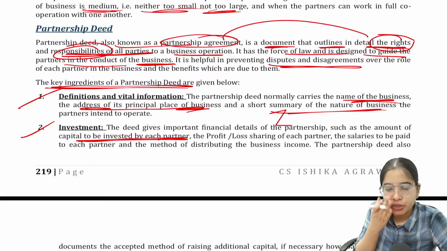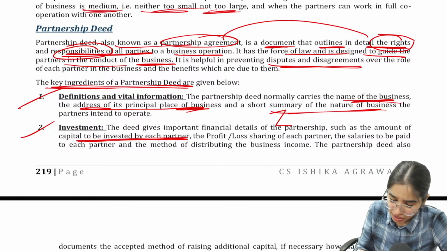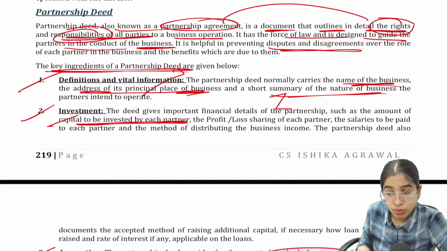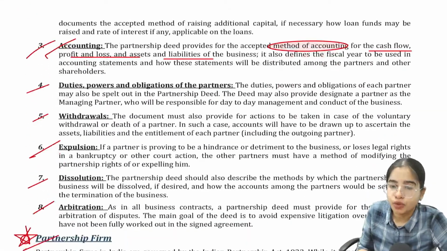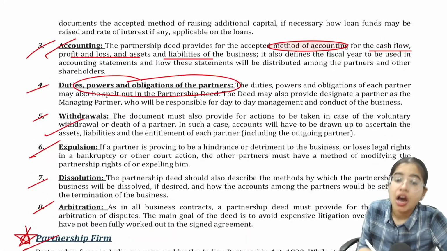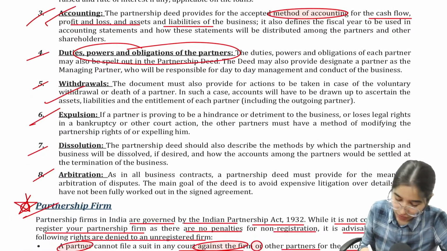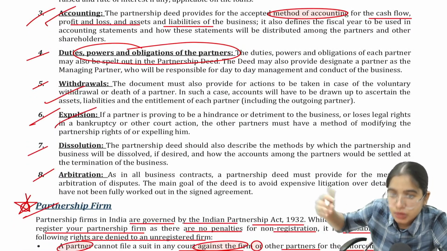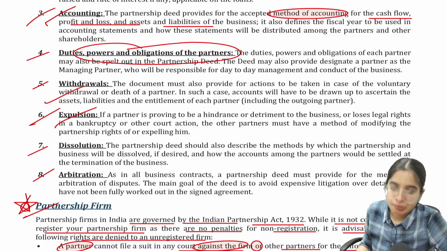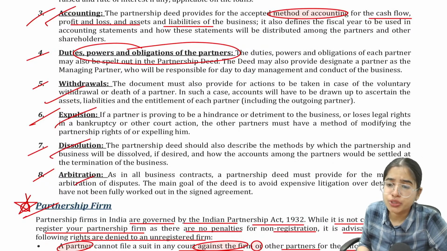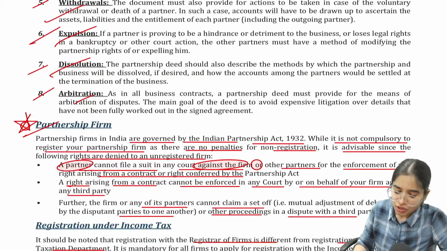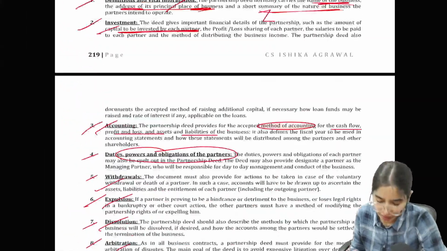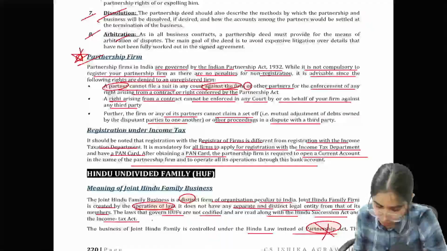What all information will you write in a partnership deed? Very easy: definitions, how much investment capital will be invested by different partners, which method of accounting you will follow, what the duties of partners are, how they will make withdrawal of money. If you want to expel any partner, how can you expel? Dissolution, and arbitration, that in case of any dispute we will go to an arbitrator. So these are all the matters which have to be incorporated in the partnership deed.